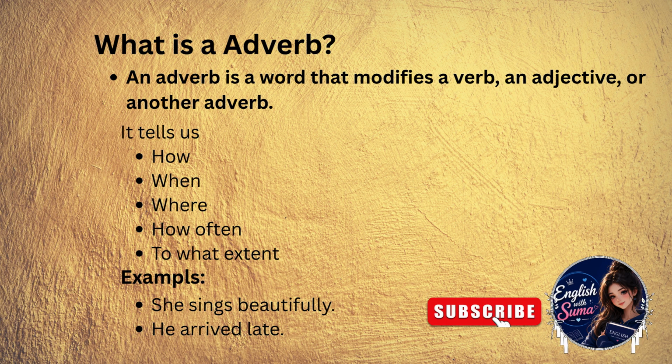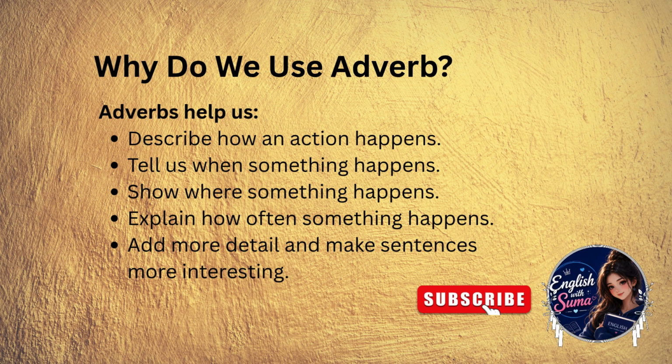It tells us how something happens, when it happens, where it happens, how often it happens, or to what extent. For example, she sings beautifully. He arrived late. Now, you may be wondering, why do we need adverbs? We use adverbs to make our sentences clearer and more meaningful. They give extra information about an action, making it easier for the listener or reader to understand.